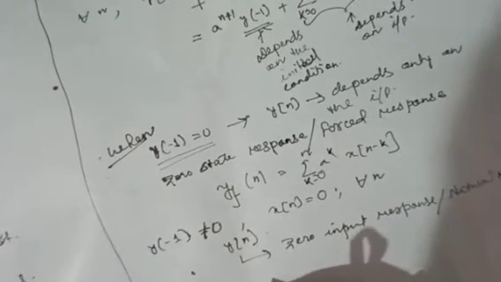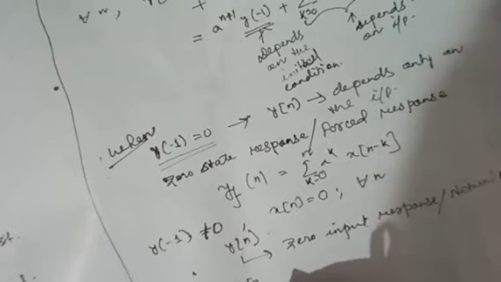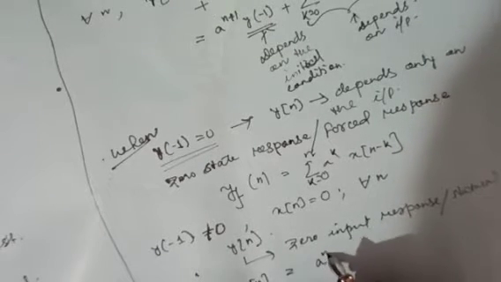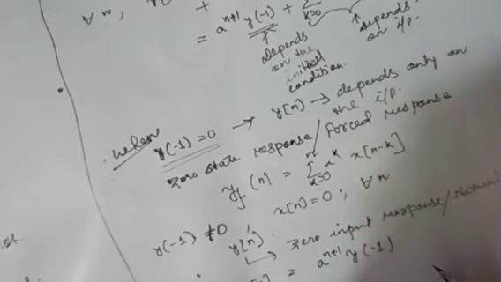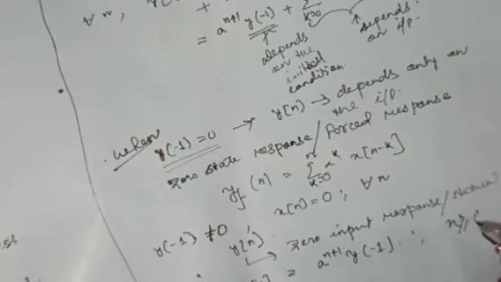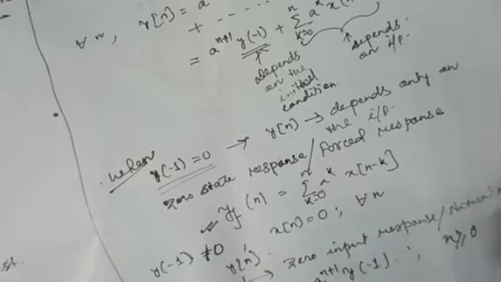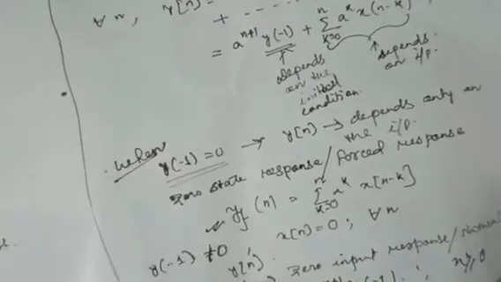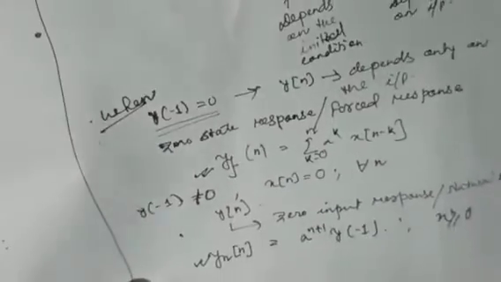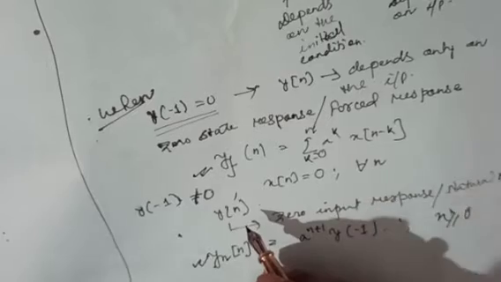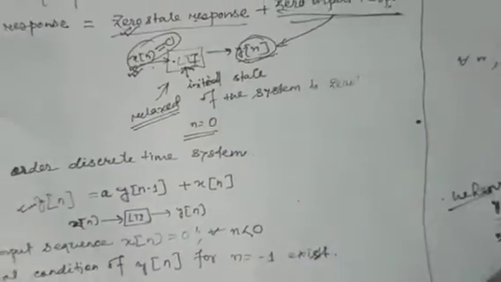So let me denote it as y of n, for natural. y n of n will be a to the power n plus 1 y of minus 1, for all n greater than or equal to 0. So this is your forced response, also called the zero state response, and this is your zero input response, also called the natural response of the system. Now the nth order difference equation for the LTI system, that is this equation.